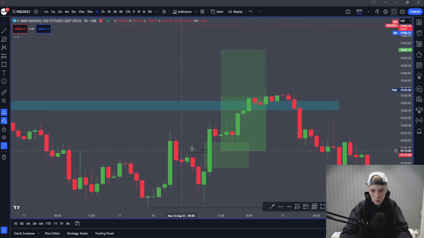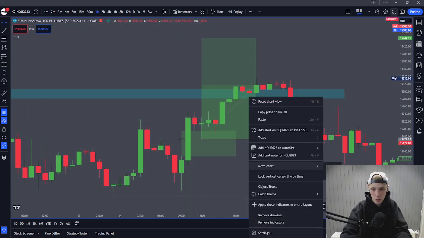But yeah, change of character, it displaces, right? Displacement. With great velocity, it reverses. And then it gives an entry.